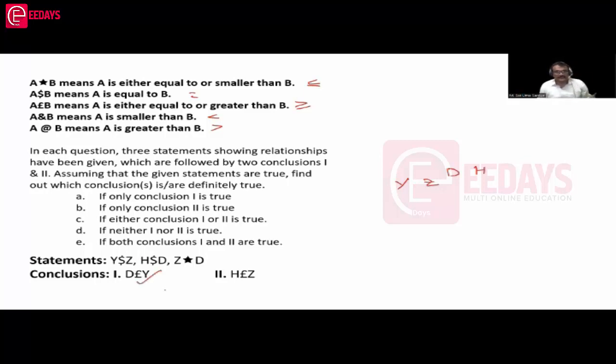First conclusion is valid. H pound Z. What is the pound? Greater than. H is greater than or equal to Z. That is also valid. Why? Because there is a horizontal line between D and H and the diagonal line between D and Z. So second one is also valid. Both 1 and 2 are valid.